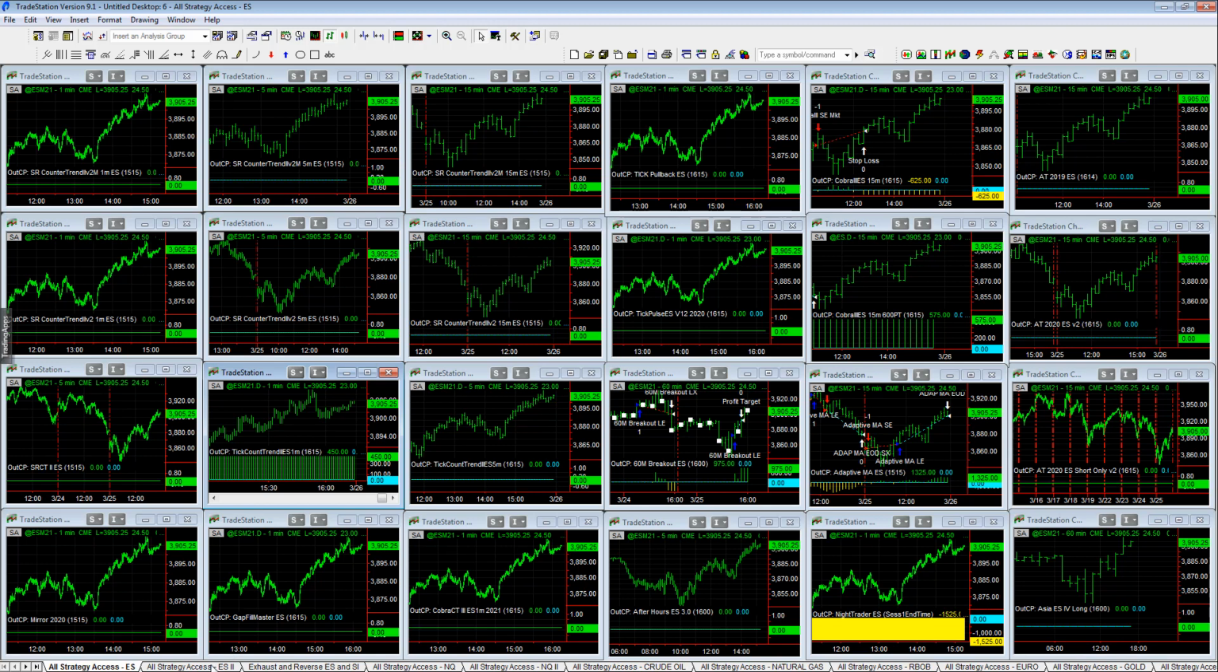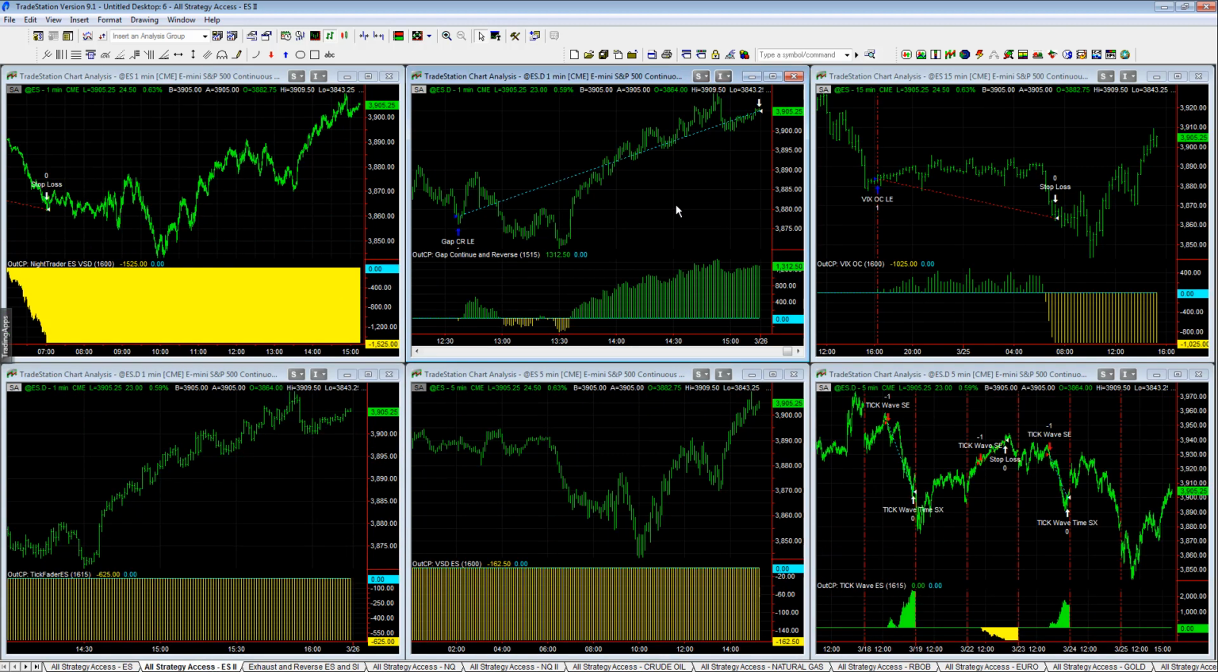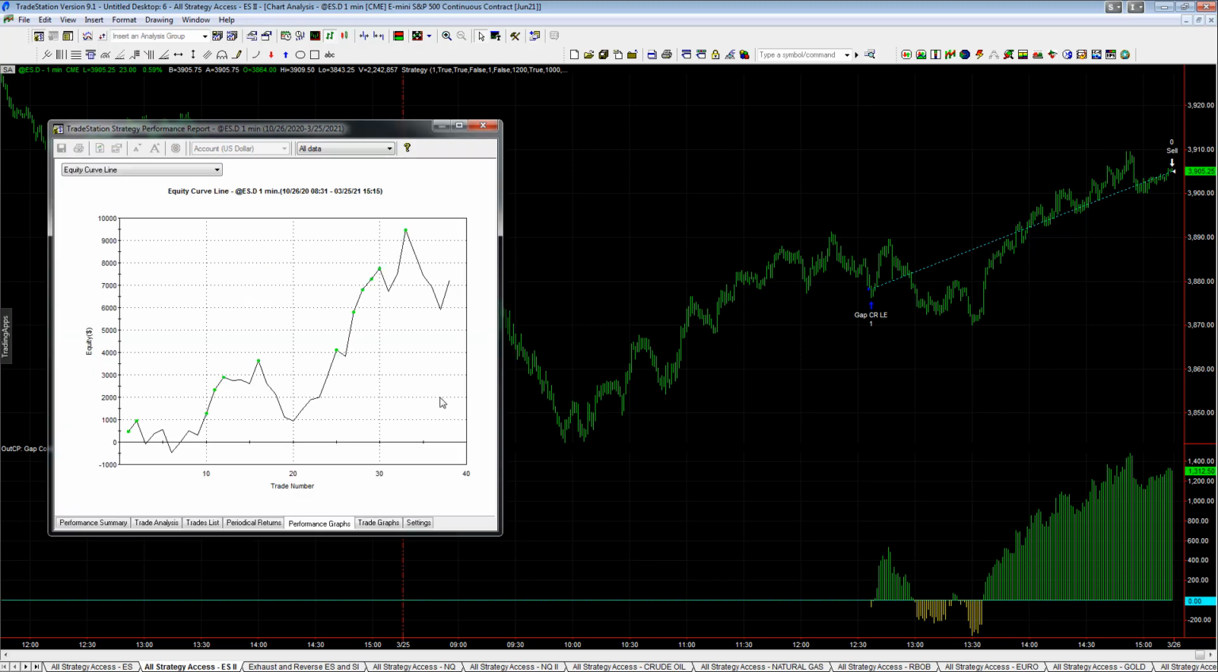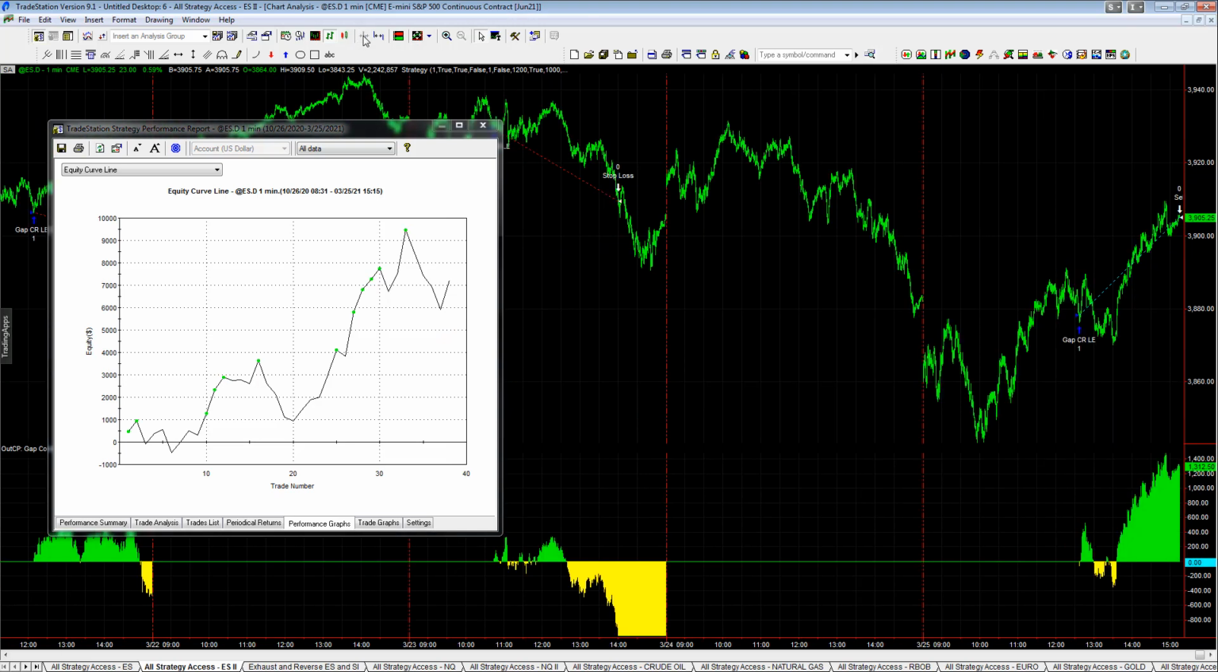And then we had ES2 workspace. We talked about gap continuation in reverse already. This was on a hot streak. We talked about how it was on a hot streak, and then it had this drawdown right here after being on a hot streak. It was, I think, 4 or 5 losers in a row.